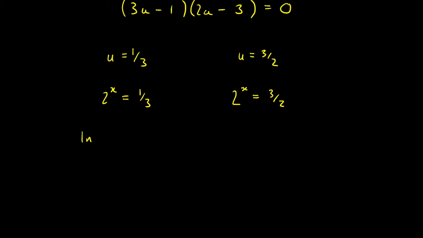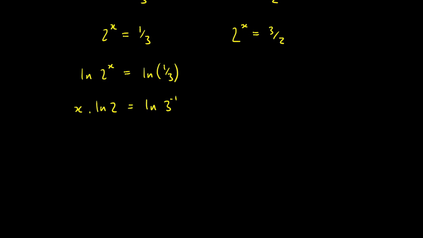This guy I'm going to write as ln 2 to the power x is equal to ln a third, like that. And then I can use the log rule. I bring the x down to the front. So x times by ln 2 is equal to ln a third. Well, I'll write that as ln 3 to the power of negative 1, right? Because a third is 3 to the power of negative 1. And I can use the log rule here as well, actually. I can take the power of negative 1, bring it down to the front. So I get negative ln 3 is equal to x times by ln 2. And I divide both sides by ln 2. So it'll give me negative ln 3 over ln 2.